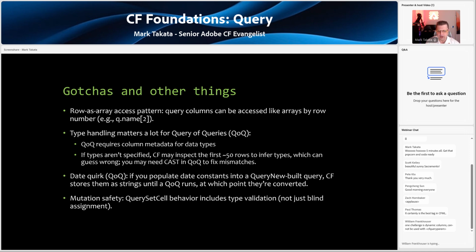So this is a weird one, and honestly, I don't know if anyone has actually run into this. I have not. But if you populate date constants into a query new query, they're stored as strings until the query of query runs, at which point they're converted. That's weird. I don't know why. Again, that's a processing cost, so keep that in mind as you're going along. And query set cell behavior actually does type validate, so they're not just going to blindly assign stuff in.